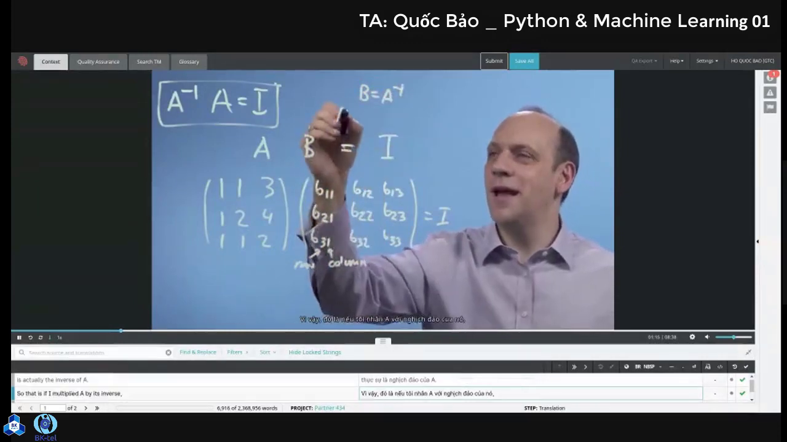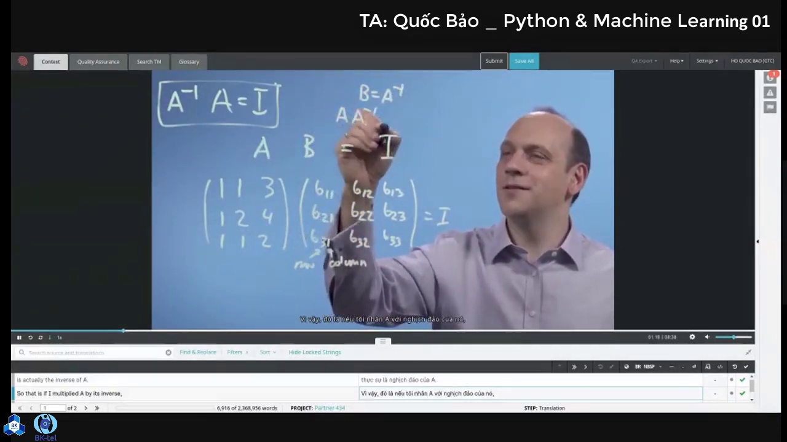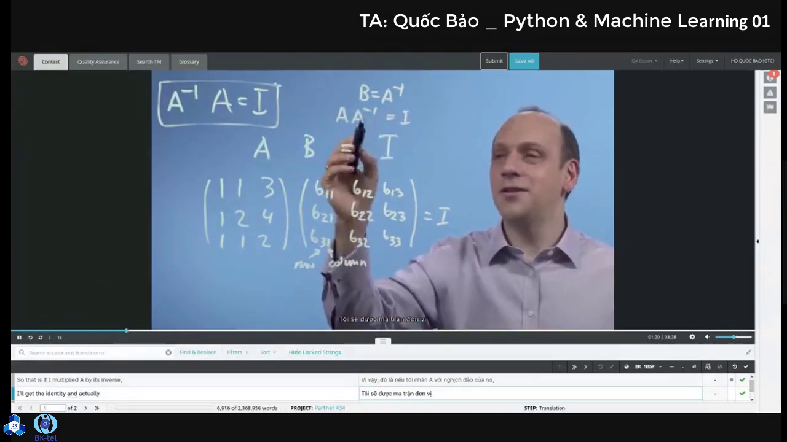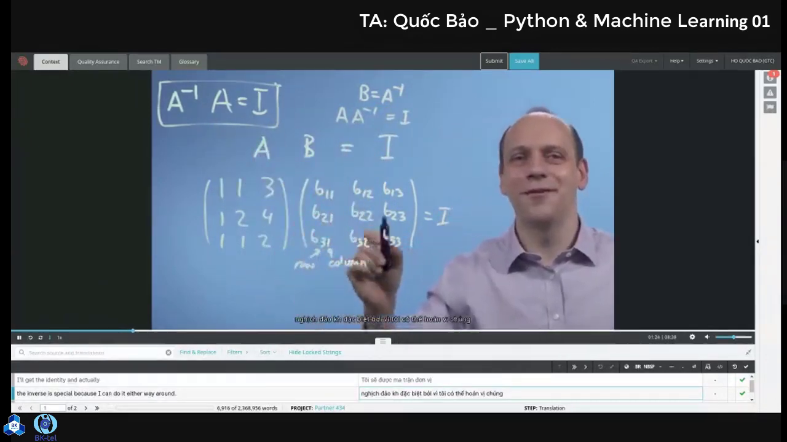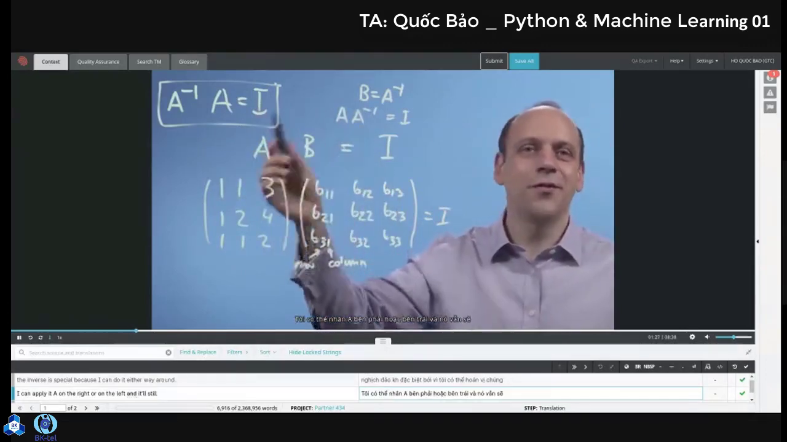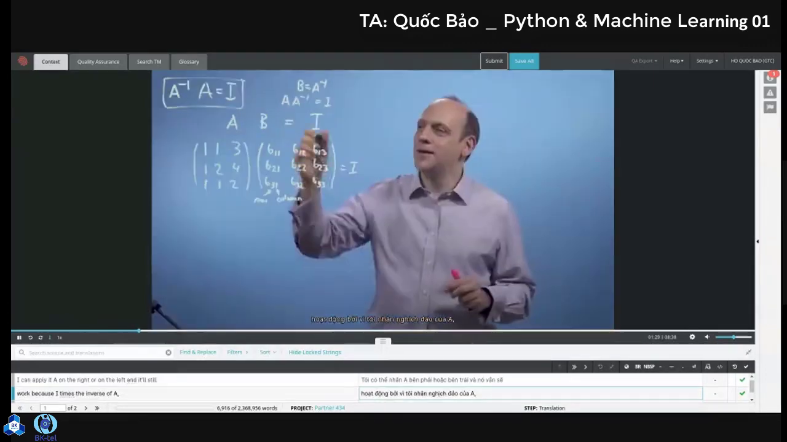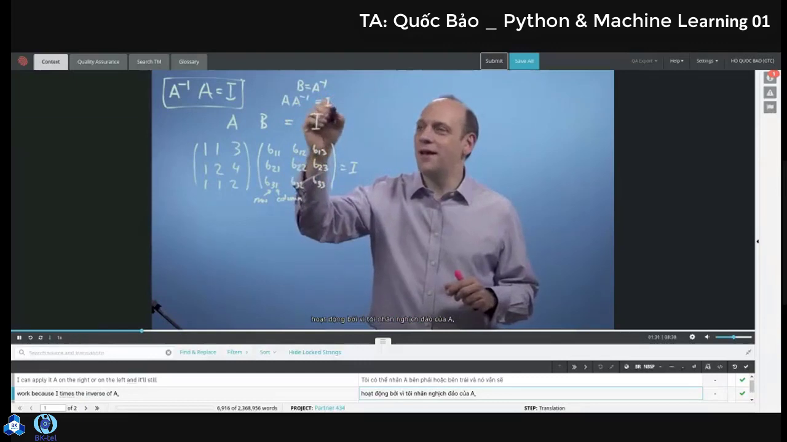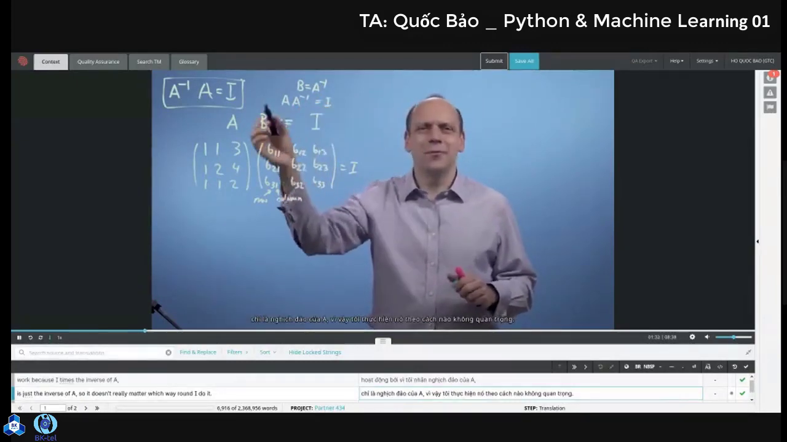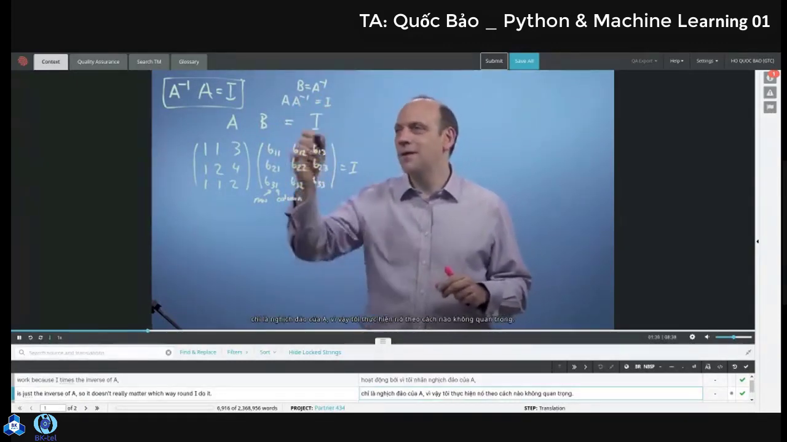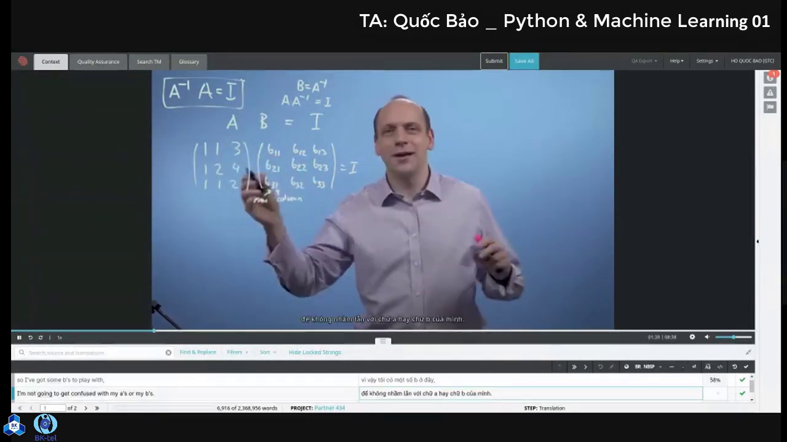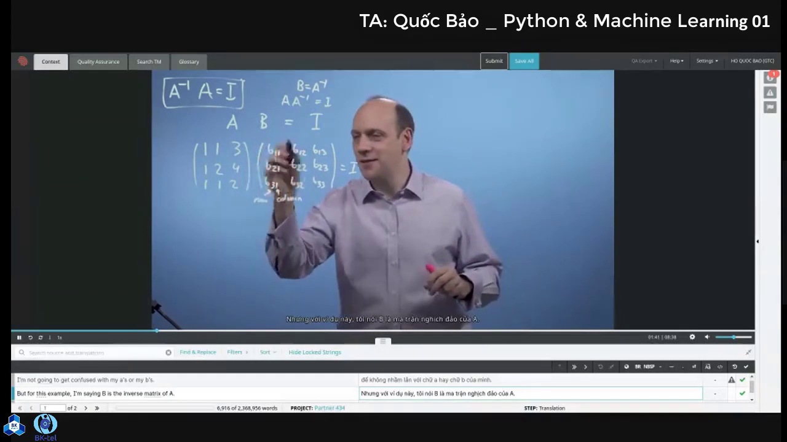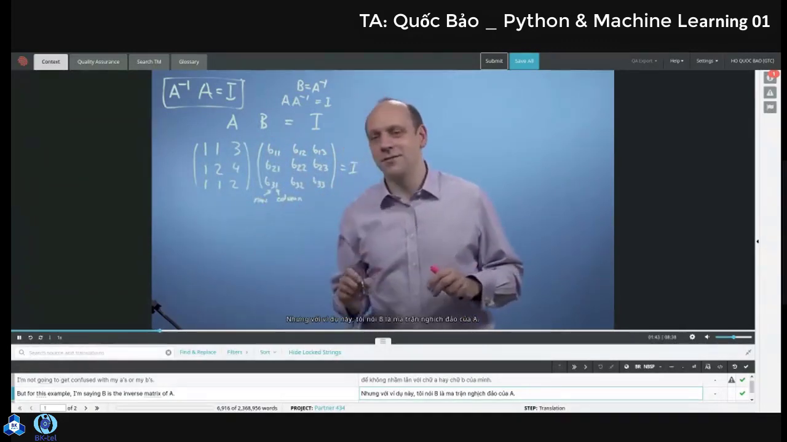So that is, if I multiply A by its inverse, I'll get the identity. And actually the inverse is special because I can do it either way around. I can apply it to A on the right or on the left and it'll still work, because I times the inverse of A is just the inverse of A, so it doesn't really matter which way round I do it. But I'm just doing it here so that I've got some B's to play with and I don't get confused between my A's and my B's. But for this example, I'm saying B is the inverse matrix of A.